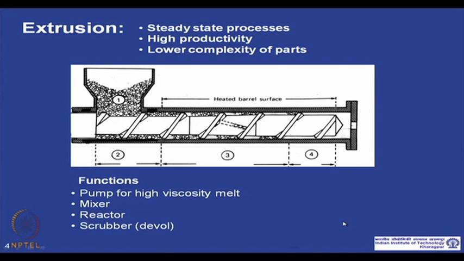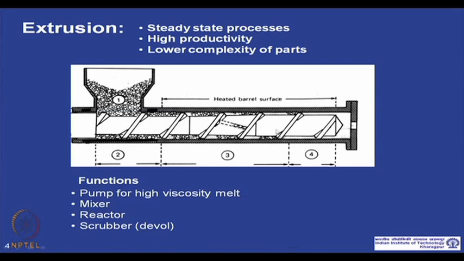Let me talk briefly about the extrusion process. Extrusion, as said, is a steady state process. It is a continuous process having high productivity, and it is used for making low complexity parts like pipes, sheets and so on. This is a schematic of an extruder, where extrusion is made.